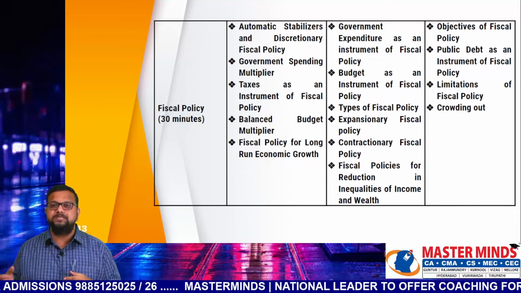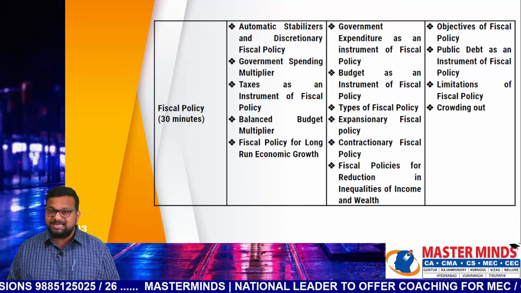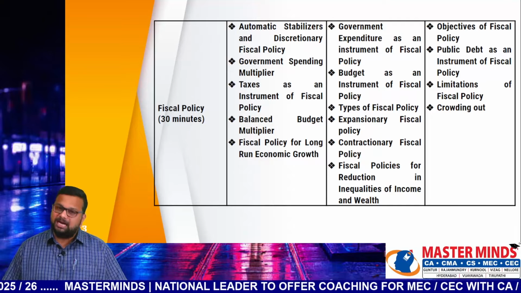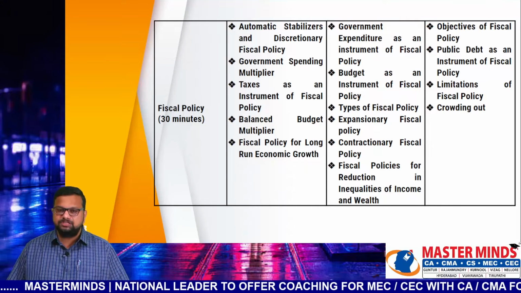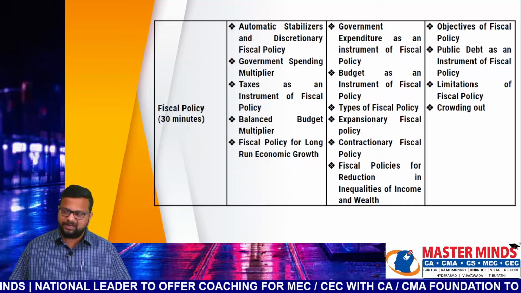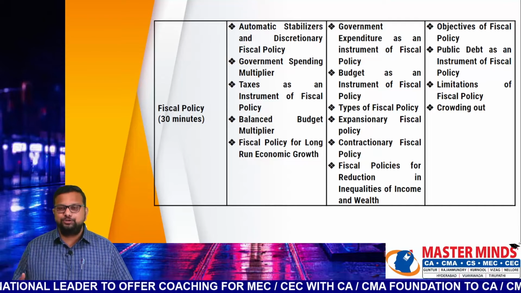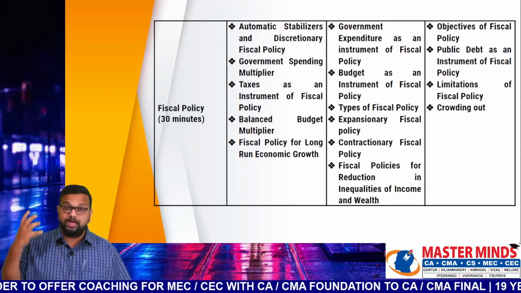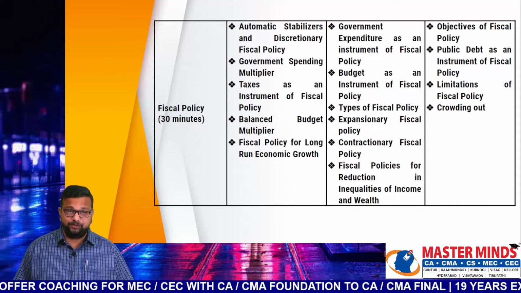The second priority topics are government expenditure as an instrument of fiscal policy, budget as an instrument of fiscal policy, types of fiscal policy, expansionary fiscal policy, contractionary fiscal policies for reduction in inequalities of income and wealth. Mastermind students will find it very easy to revise these chapters because we completed these chapters way back.